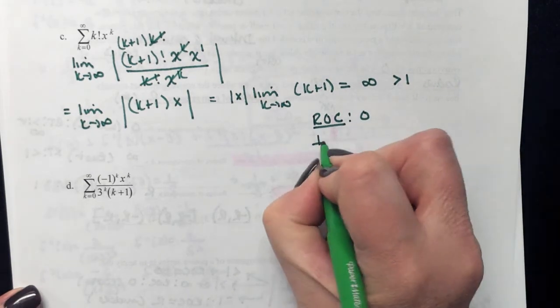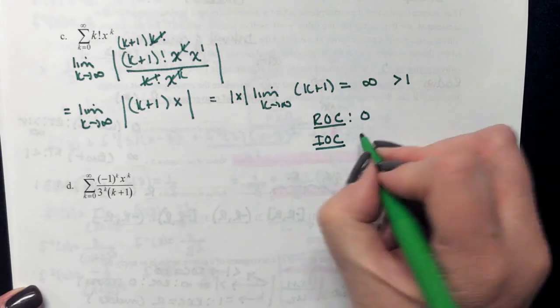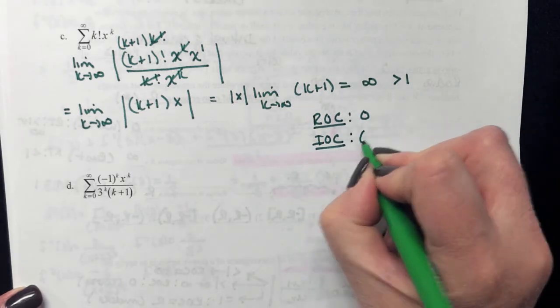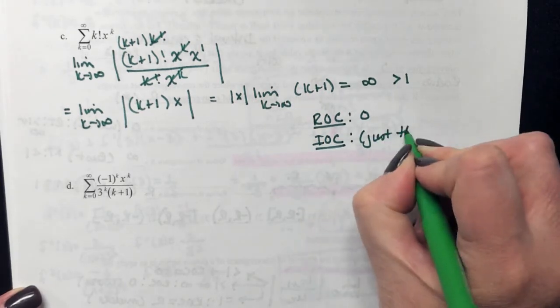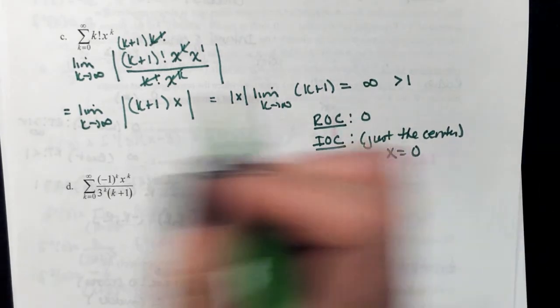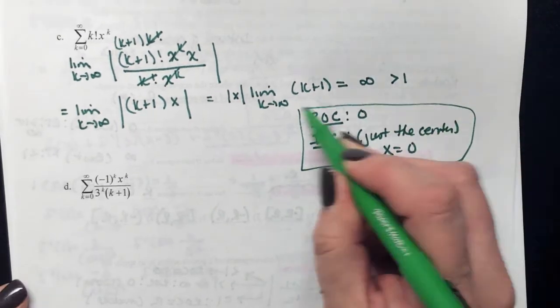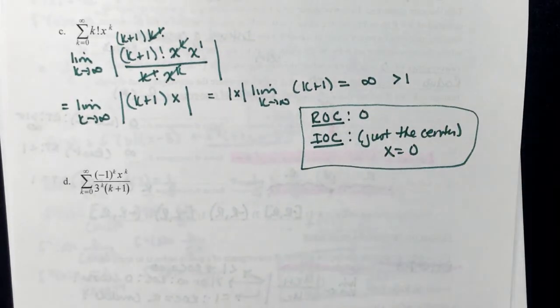The interval of convergence is not 0. It's just wherever the center is. So in this case, your interval of convergence is just the center, so that's at x equals 0. Again, if this was a Taylor series, it's not going to be at x equals 0. It'd be somewhere else. So any questions on how you know which scenario you have? Okay.